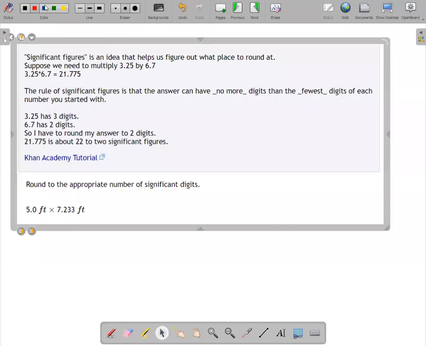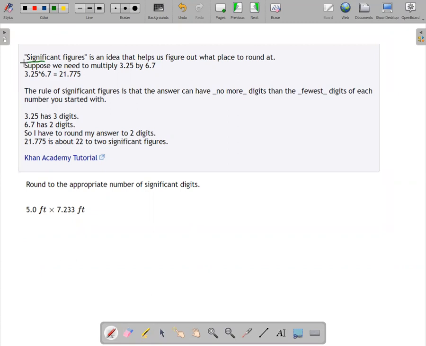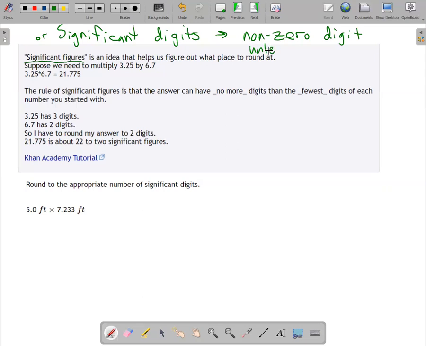So the idea of significant figures, sometimes called significant digits. Significant digits are non-zero digits, unless there's a zero between non-zero digits.